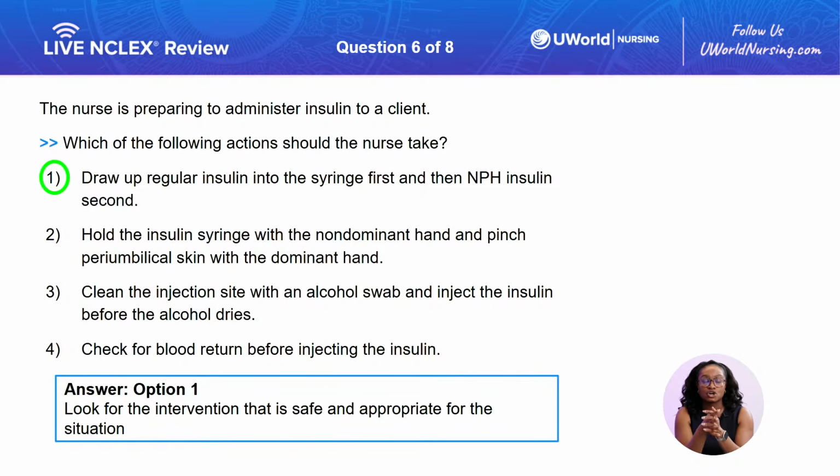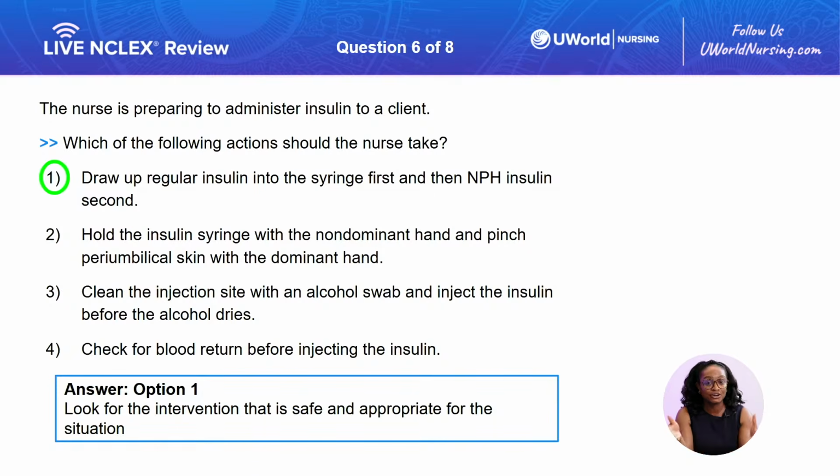All the other options are incorrect for probably a very minor word, so read it very carefully. So option 2, hold the insulin syringe with the non-dominant hand. That would not be best practice. I don't know about you guys, but I wouldn't want anyone coming towards me with a sharp object with their non-dominant hand. I want them to be skilled and knowing what they want to do with their dominant hand. So hold that syringe with the dominant hand and pinch with the non-dominant hand. Option 3, clean the injection site with the alcohol swab. That's great, correct. And then inject before the alcohol dries.